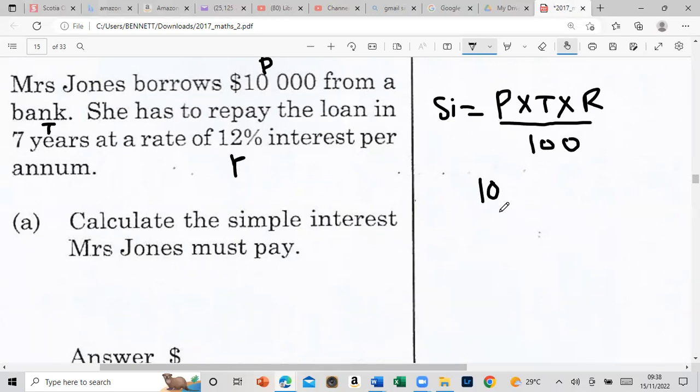All we have to do is just put in the principal at 10 grand. And then now we have time, which is 7 years, multiplied by 12 over 100.